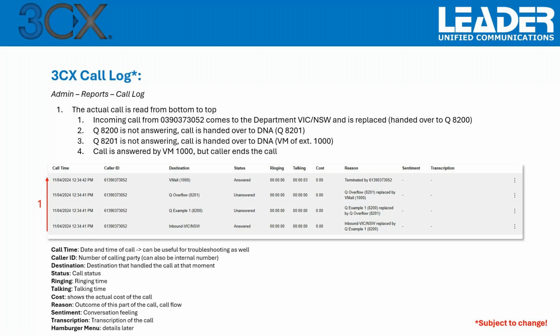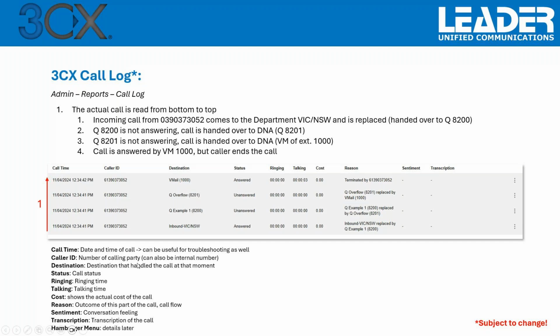Then in the second highest row, we can see that it is in the queue overflow. Still, it stayed unanswered, and the reason why it was defined as unanswered was because it was replaced by the voicemail. So it was not answered in the main queue, and it was not answered in the overflow queue. Then it went, on destination no answer from the overflow queue, to the voicemail. There it was answered, and we see it was talking for 3 seconds, so more or less the voicemail announcement. In the end, the call was terminated by the remote participant, who is the caller.